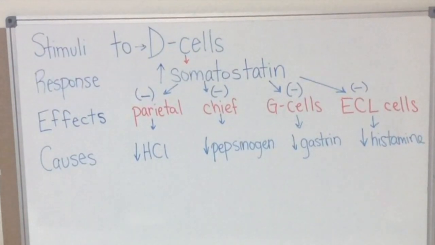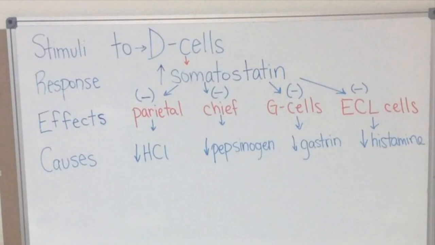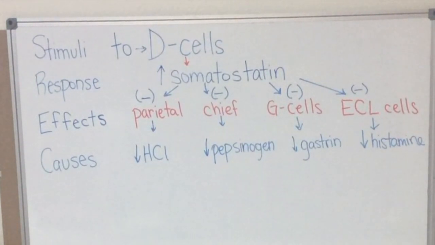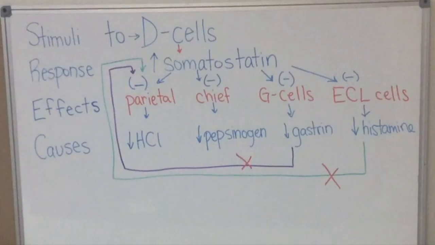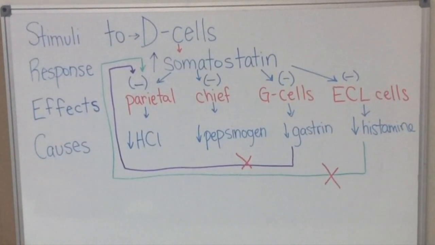Somatostatin is going to inhibit the parietal and chief cells, the G cells, and enterochromaffin-like cells. This will decrease the amount of hydrochloric acid, pepsinogen, gastrin, and histamine released by each cell respectively. Since histamine and gastrin stimulate the parietal cells, a decrease in gastrin and histamine is also going to result in less stimulation of the parietal cells to further decrease the amount of hydrochloric acid released.